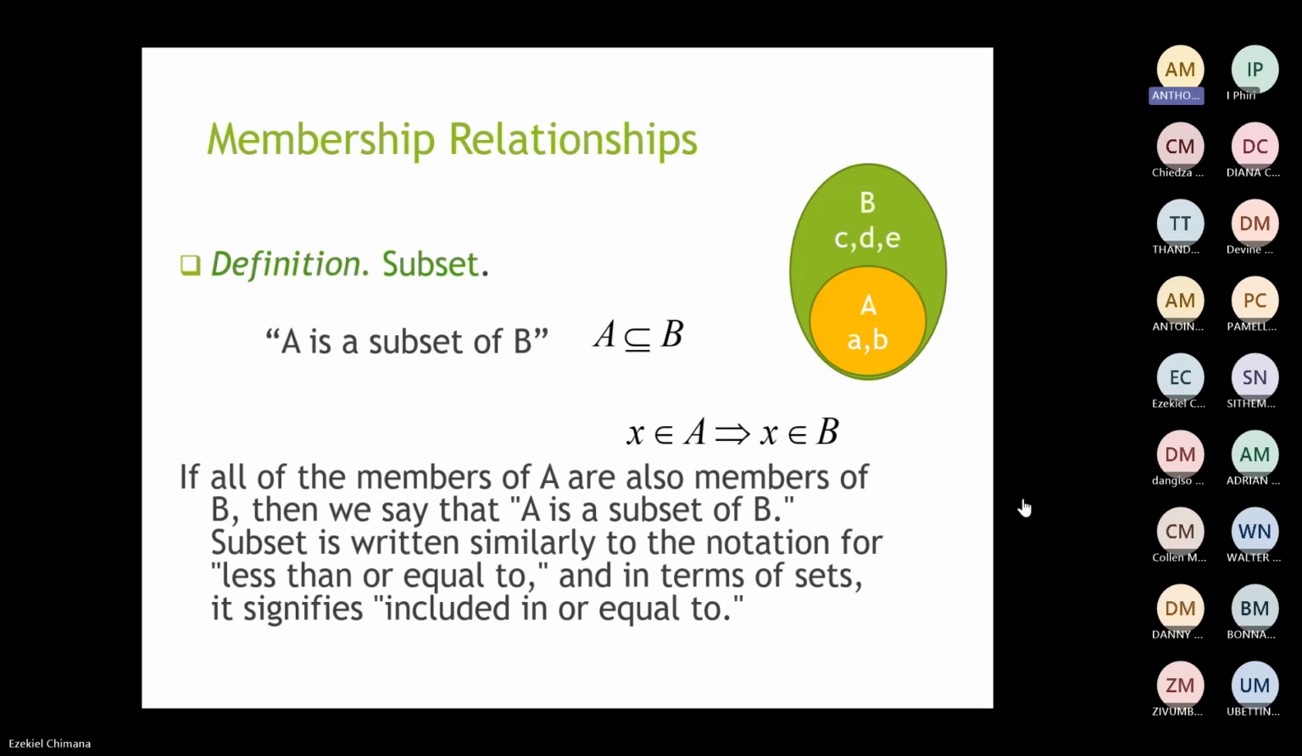A is like a subset of B, and A has the elements A and B, and then B has C, D, and E. Okay, what about this symbol which is being used for a subset? This. What about the symbol being used? The symbol X is an element of A. No, this symbol for a subset.